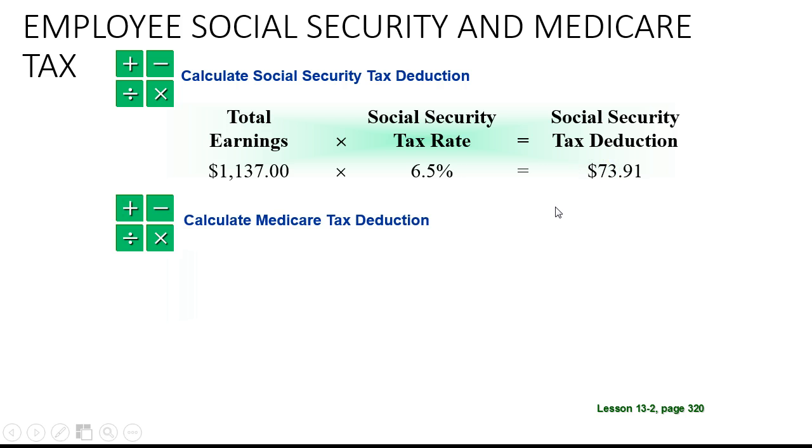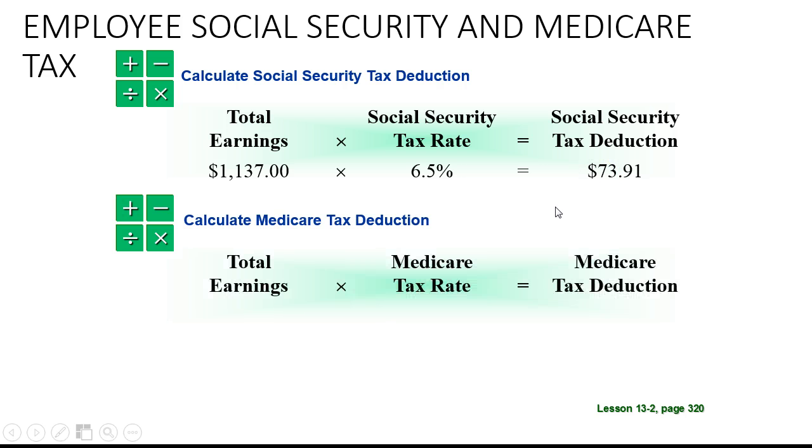We also have Medicare, which is your health insurance when you retire, and you're paying for that now when you have a job. And for this chapter, again, 1137 total earnings, we're not going off of what we've already deducted, times their tax rate of 1.5% for Medicare. So here's your deduction for that. So we have your federal, your state, Social Security, Medicare, automatically deducted.